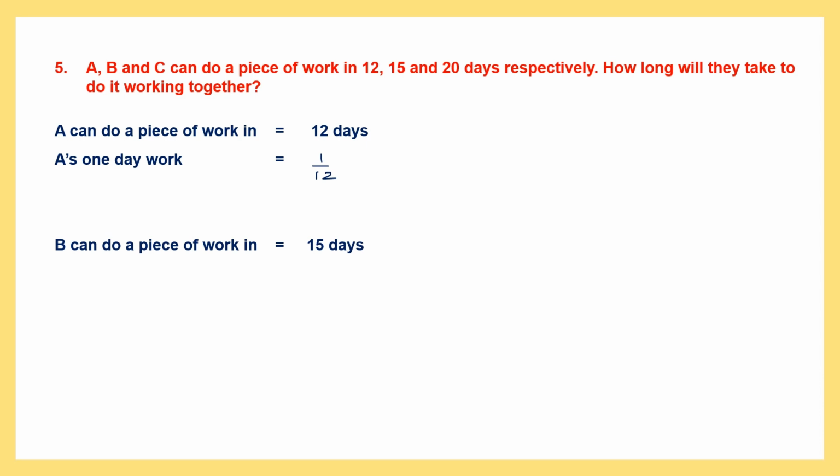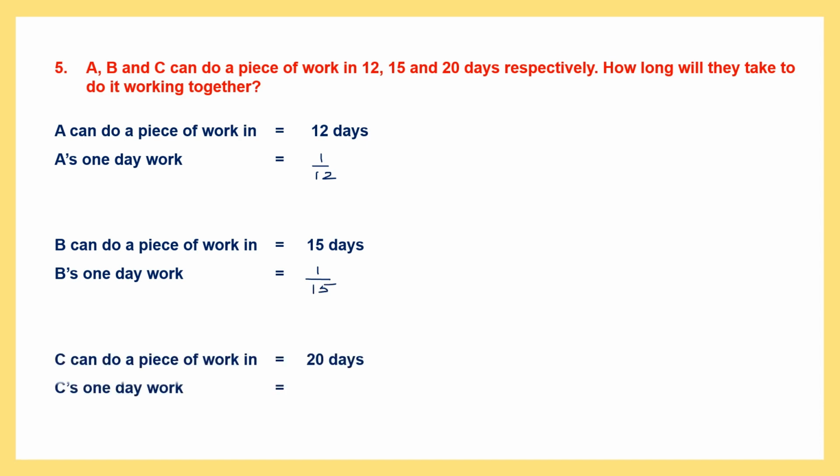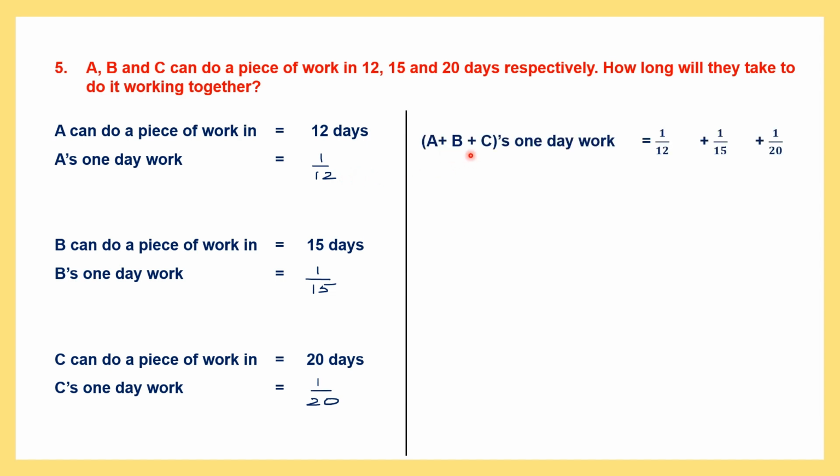B can do the piece of work in 15 days. So B's 1 day's work is 1 by 15. C can do a piece of work in 20 days. C's 1 day's work will be 1 by 20. So now that we have found their 1 day's work, we can find out how long they will take if they have to work together. So working together means we need to add up their 1 day's work. So A plus B plus C's 1 day's work is 1 by 12 plus 1 by 15 plus 1 by 20.